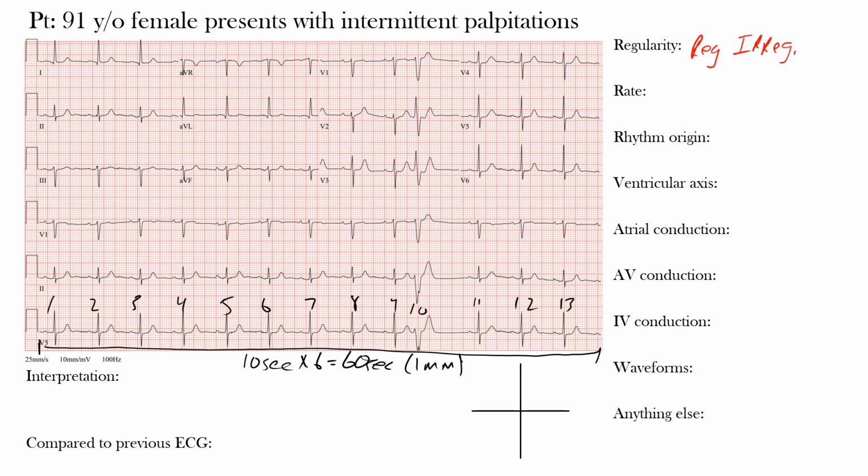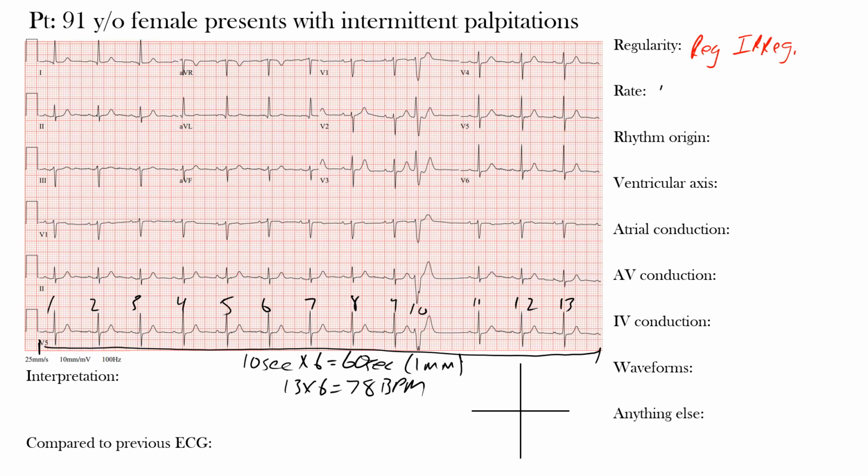13. So we said we would take that number, 13, and multiply by 6, because this is 10 seconds and we want beats per minute. So 13 times 6, what does that give you? 78 beats per minute. So that's a good estimate of the rate, and the actual rate here was 79 beats per minute.